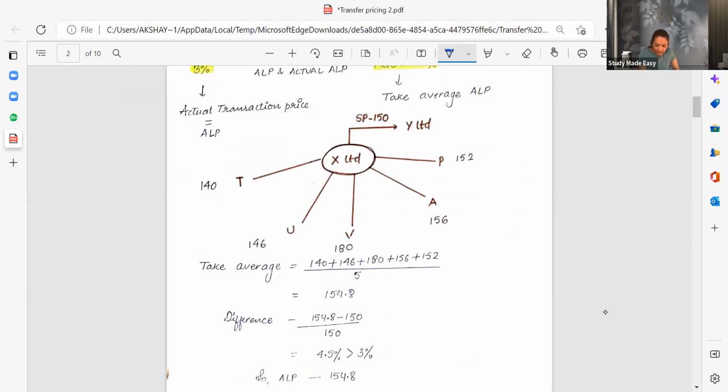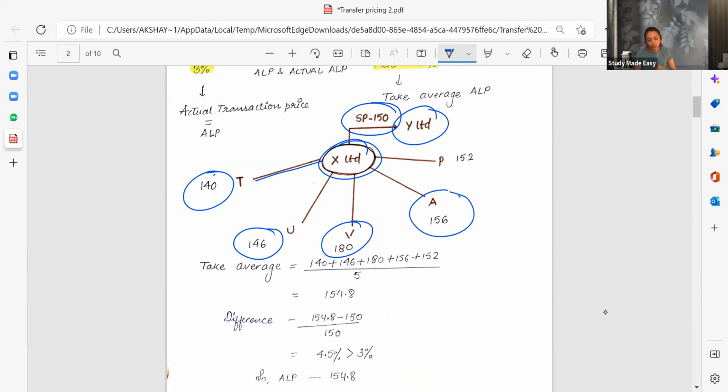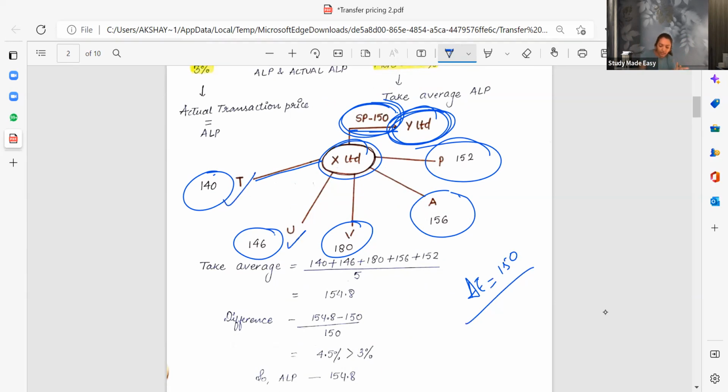Suppose this is X Limited and this is Y. X Limited sells to T at 140, to U at 146, to V at 180, to A at 156, to P at 152. That means different arm's length prices have been given according to different parties. I am confused. What should be my arm's length price? Because when I sold to Y, my associate enterprise, I sold for 150 rupees. T is also unrelated, U also unrelated, all of these are unrelated. So if you have 5 observations or less than 5 observations, in such a case, simply take the average. You know average? Okay? So simply take the average.